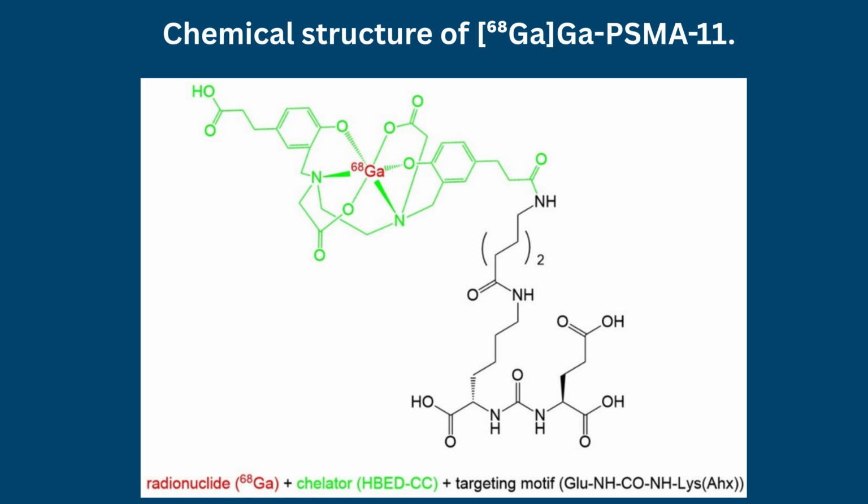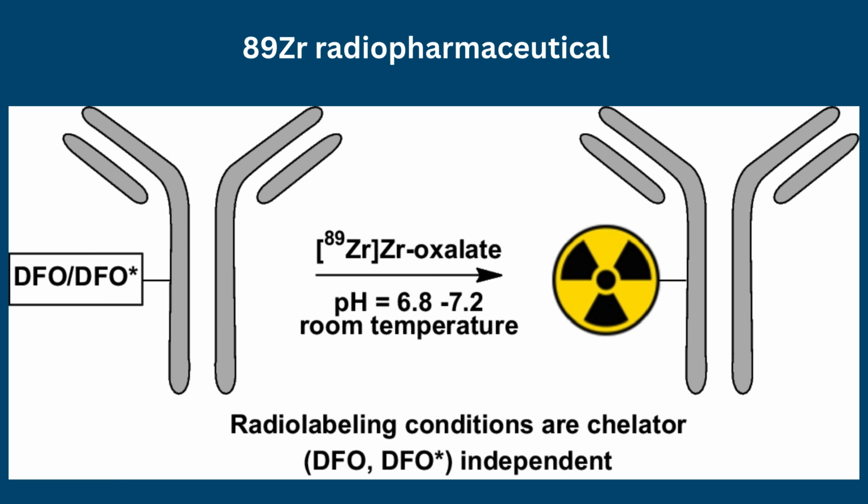Radiometal-based PET tracers, although not strictly organic in structure, are frequently conjugated to peptides or biomolecules that confer biological specificity. Gallium-68 labeled compounds, such as dotatate and PSMA targeting ligands, have gained widespread clinical use in neuroendocrine and prostate cancers, respectively. Similarly, zirconium-89 labeled monoclonal antibodies are employed in immuno-PET to track the distribution and target engagement of therapeutic antibodies.